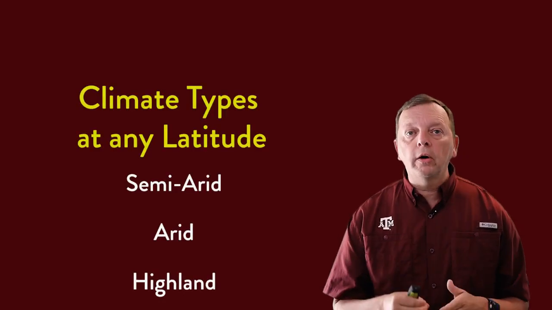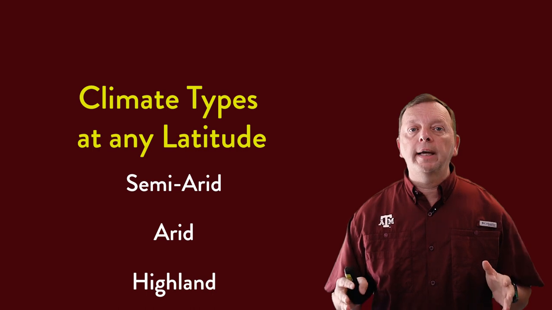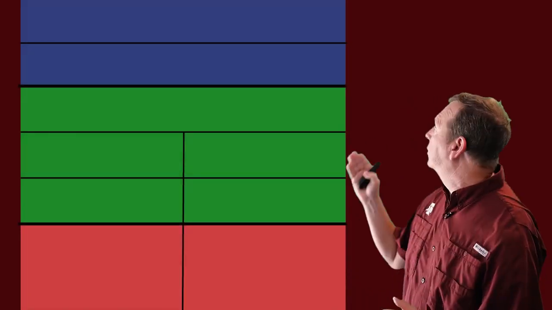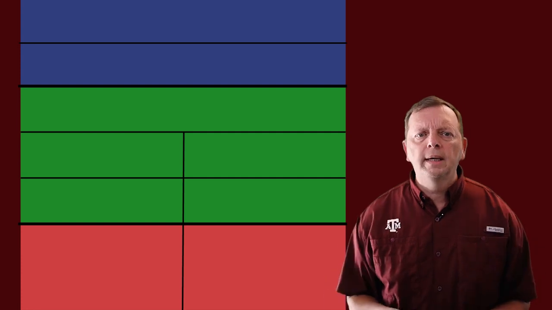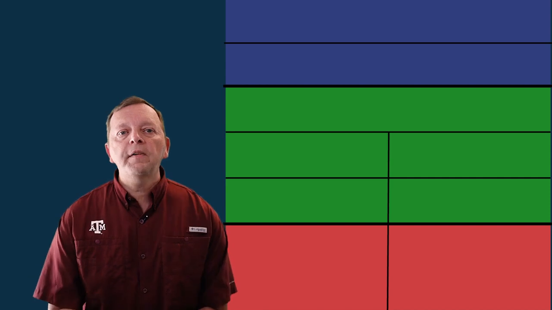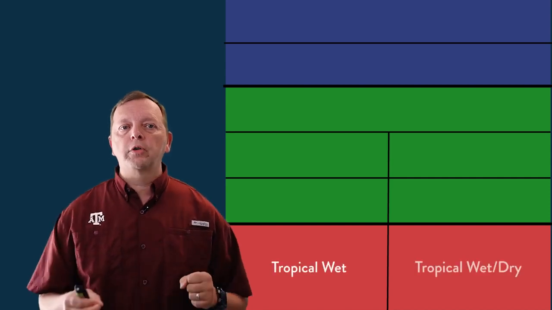There are 3 other climate zones, which are the semi-arid, arid, and highland climates that can be found at any latitude. Now, to help us understand these climate zones, we'll be using this graphic organizer to make it easy for you. So let's begin at the equator and make our way towards the poles and talk about each climate and their related biomes. The low latitudes, remember those are called the tropics, is where we find the tropical wet and the tropical wet dry climates.